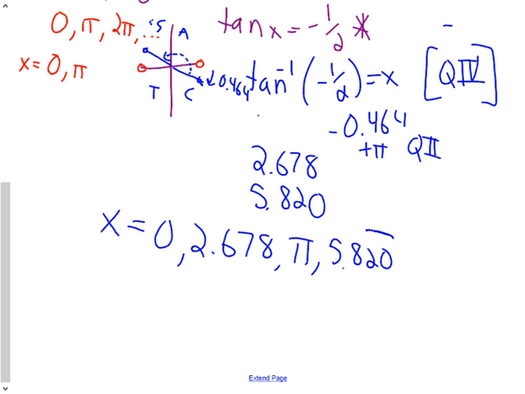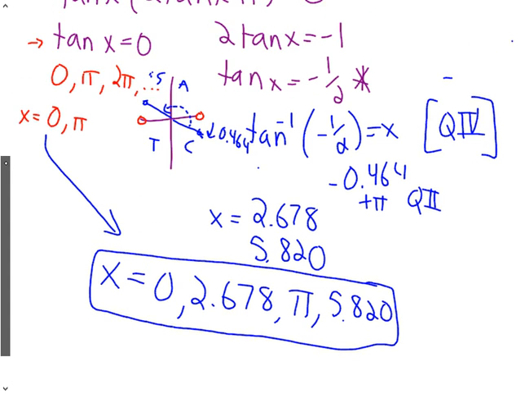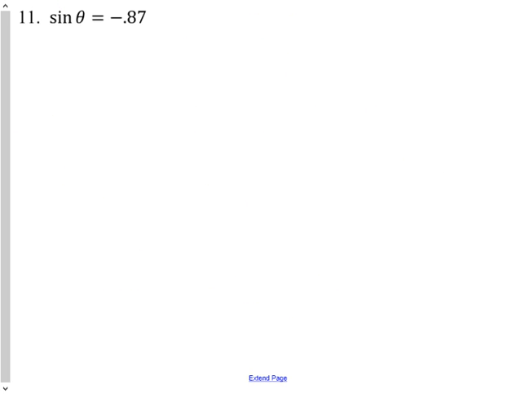Putting all 4 answers in the same area generally works nicely, going from least to greatest, because those were our answers for tan of x equals negative half, and these were the answers for tangent of x equals 0. Now the last question, in hindsight, should have come before that one, because it would have gone over why we had to be specific about what quadrant our answers are coming from for these questions. So sine of an angle is negative 0.87, so we're going to do sine inverse of negative 0.87 to get our answer.